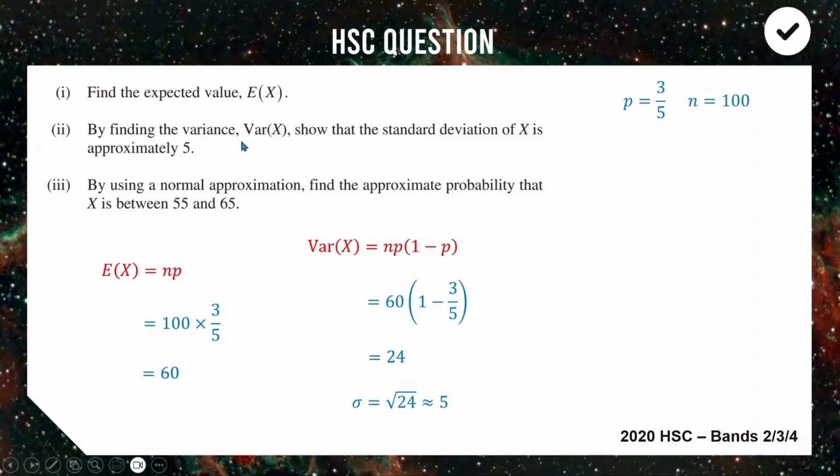Okay, for the third mark, which is the only kind of hard part, by using a normal approximation, find the approximate probability that X is between 55 and 65. Okay, notice that this question makes no mention of a data sheet or of a normal table, so we shouldn't need one. The reason we don't need one here is because we're looking at 55 and 65, and 60 is the average and 5 is the standard deviation. So the scores 55 and 65 are just one standard deviation down and up from the mean.